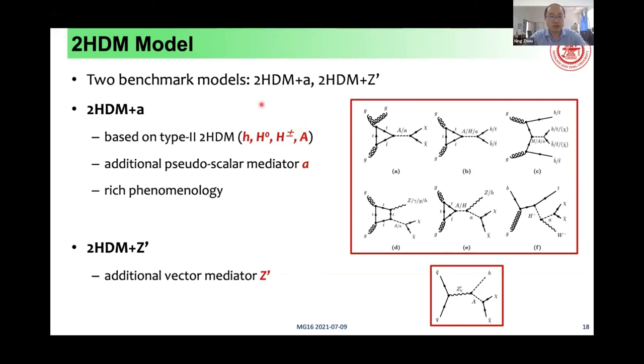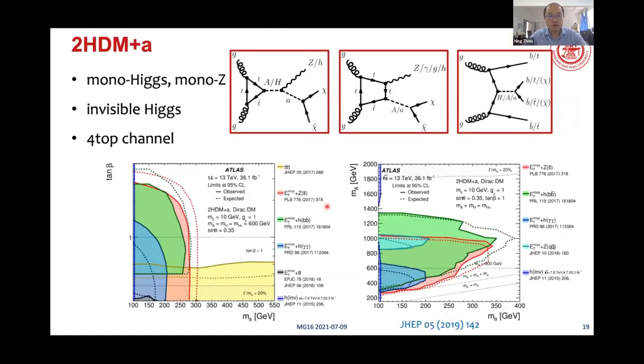The last model in my talk is the two-Higgs-doublet model. In order to connect this model with dark matter, one additional mediator is introduced. The mediator could be a pseudoscalar. This is the two-Higgs-doublet model plus a, which gives a rich phenomenology as shown in the diagrams on the right, so there are a lot of channels that could be searched for this model. For this model, we combined the mono-Higgs, mono-Z, invisible Higgs, and four-top channels. The constraint is shown in this plot, either on tan beta or M_A, covering the big M_A and the small M_A phase space.